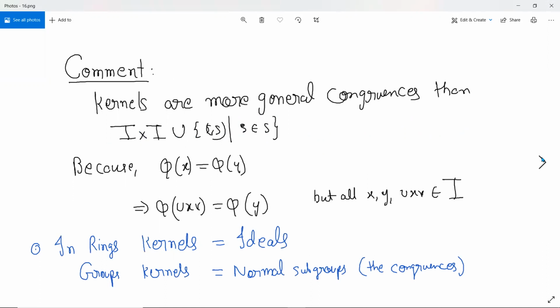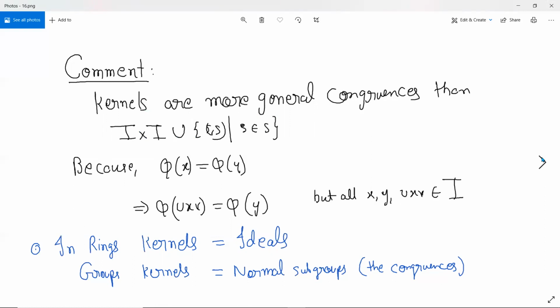Now, kernels are also a congruence. Because if x and y go to the same point, meaning x is related to y by the kernel, then tx and ty also go to the same point. And so kernels are a congruence. But kernels are more general than the congruences created by ideals. In ideals, if x and y are related, then uxv and uyv will all be related. But that doesn't have to imply.